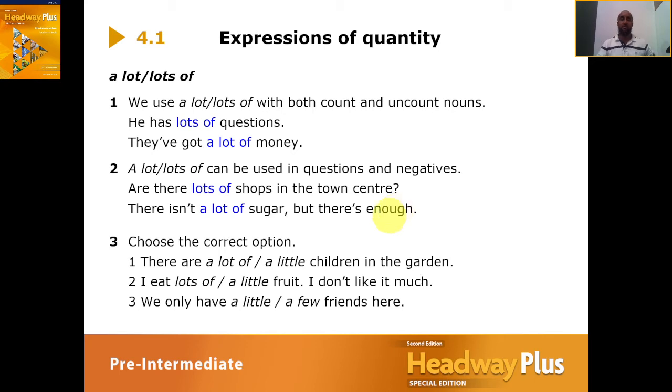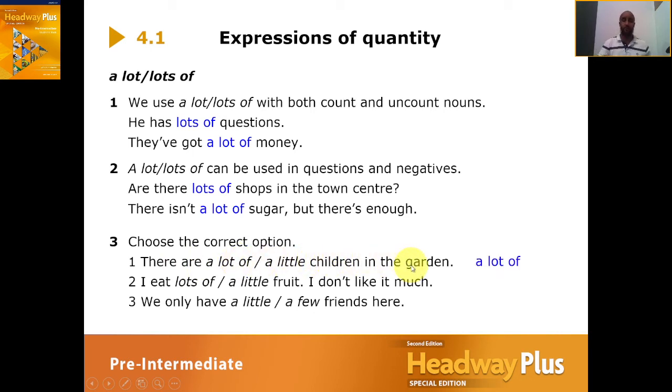Let's write the sentences using either a lot of or a little. So let's choose the correct option. Here we say there are, and then the noun is children. So children, we know, is countable. We can't use a little. A little, we can only use with uncountable. So the best answer is there are a lot of children in the garden.